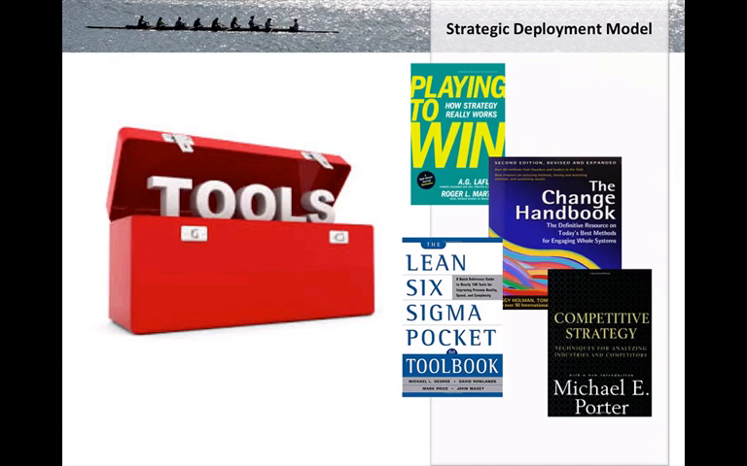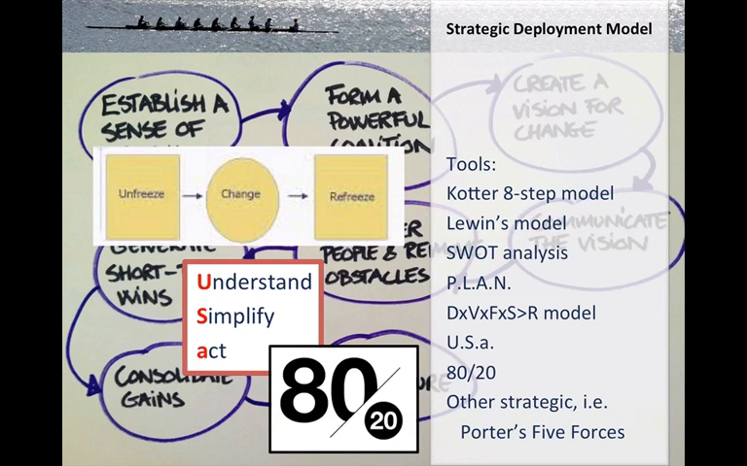In all phases of the model, tools are referenced but not expanded upon. The beauty of the strategic deployment model is that it can use a multitude of strategic and business planning tools, and methods or tools for changing whole systems. Most organizations have various tools that meet their needs. The purpose of the strategic deployment model is to provide a process that will allow users to incorporate them to achieve whole systems transformation and alignment. A few examples of these tools include 80/20, USA, Plan, and a SWOT analysis, to name a few.